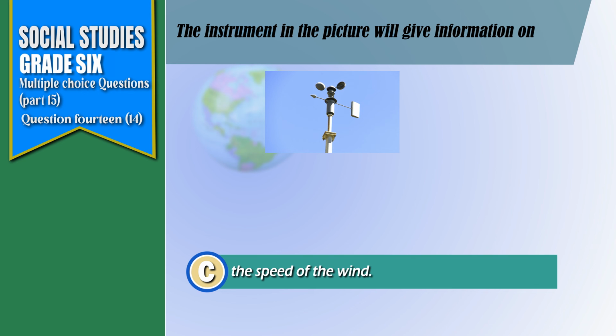That instrument, boys and girls, if you recognize it, I am sure you're saying it's an anemometer. Yes, the anemometer is one of the instruments that meteorologists would use in order to predict weather. And the anemometer measures the speed of the wind.